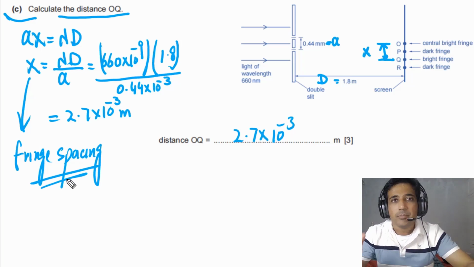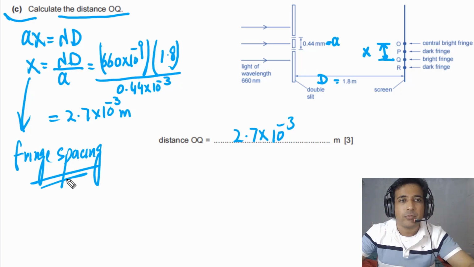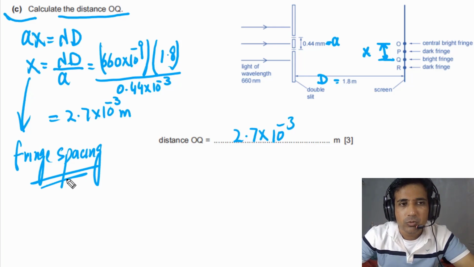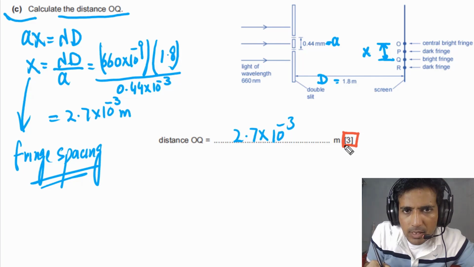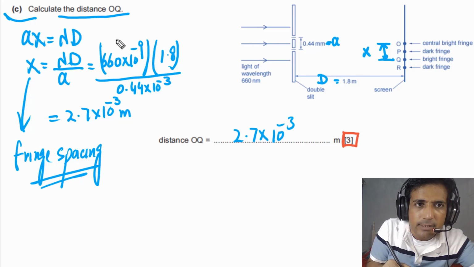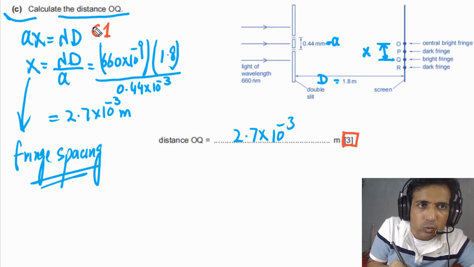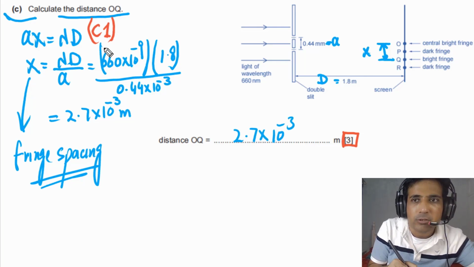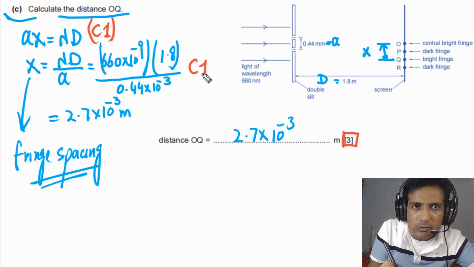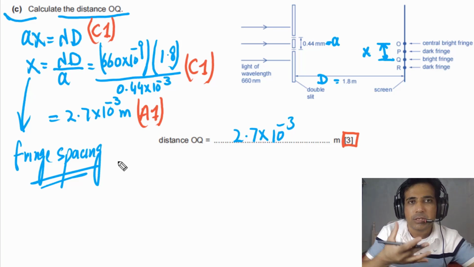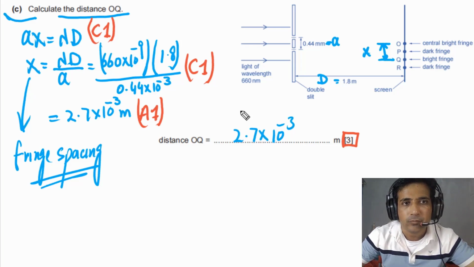Fringe spacing is the spacing between two consecutive bright fringes. This question has 3 marks. The first mark you will get, that is the C mark, if you have written this formula. The second mark you will get if you have plugged in values, meaning substituted values. And the third mark is the answer mark. If you have got the right answer, you will get a mark. So this is how marks will be awarded for this question.